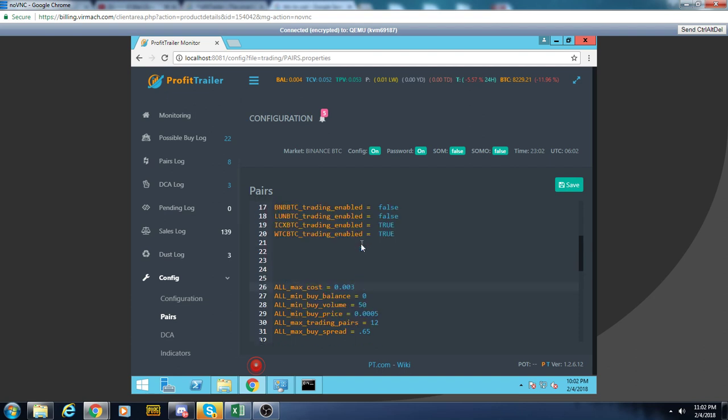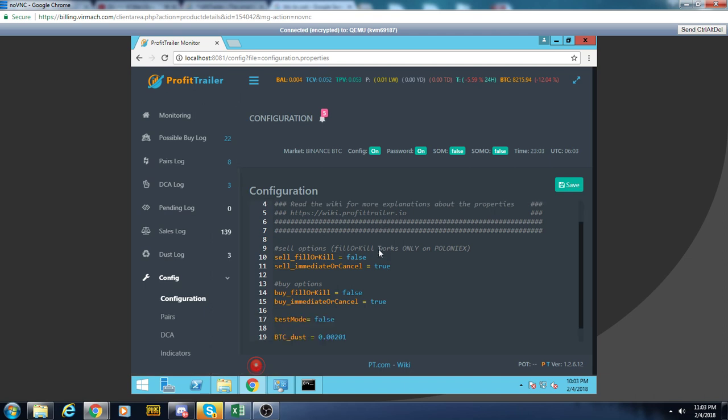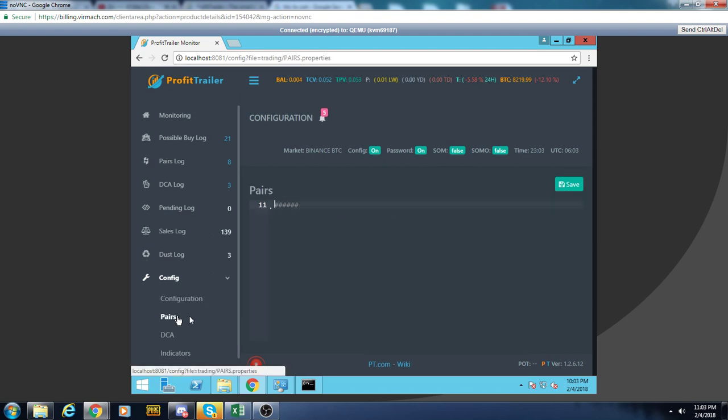So let me go through all of my configurations. And I know the screen's kind of small. I just don't feel like copying and pasting everything. So I'm going to start with my configuration. This should all be the same. BTC does whatever. I don't even know what this does. I don't even know what this does. Let's get to the important stuff.